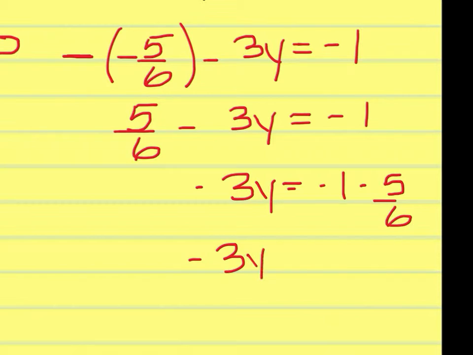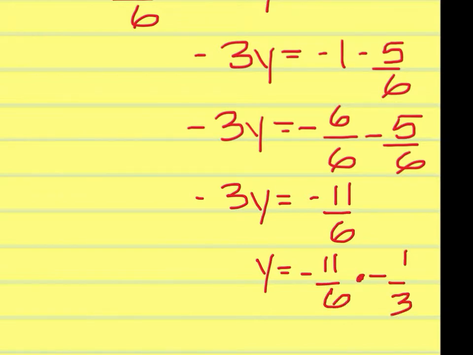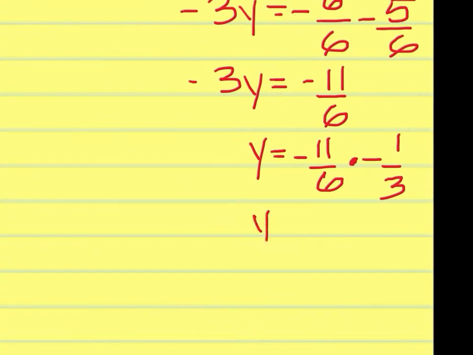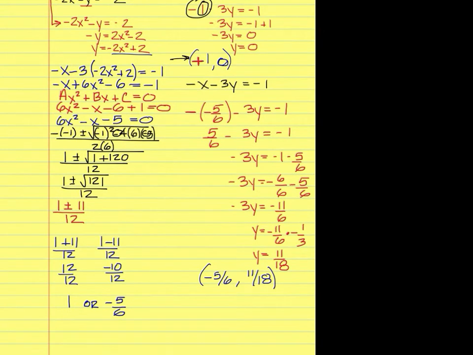So we'll have negative 3y equals negative 6 over 6 minus 5 over 6. And that turns out to be negative 11 over 6, which we must divide by a negative 3. When you divide by a negative 3, it's the same as multiplying by a negative third. So you come out with a positive 11 over 18. And remember, we plugged in a negative 5/6, came back with 11 over 18. So now you have your two solutions, which would be this and this.